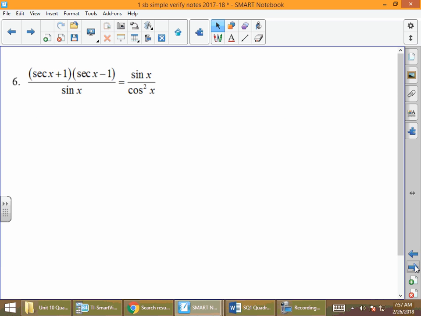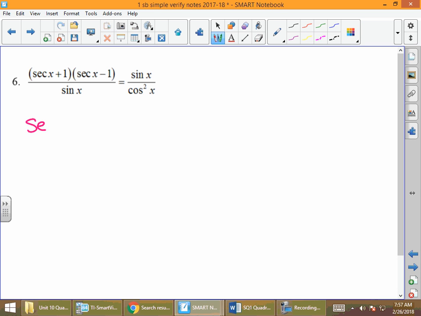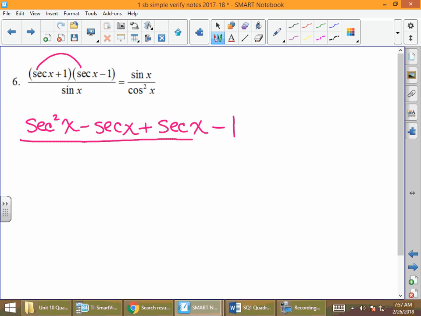Number 6. The more complicated side is still probably the left side. And what I see at the onset is that we've got secant x plus 1 times secant x minus 1. Let's multiply those two together. When we multiply these two together, we get secant squared of x minus secant of x plus secant of x minus 1, all divided by sine of x.